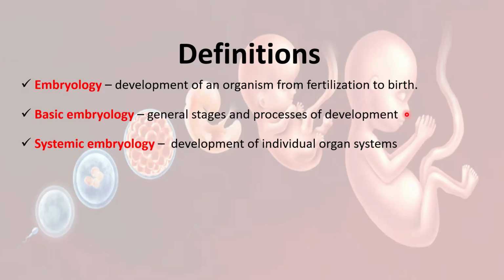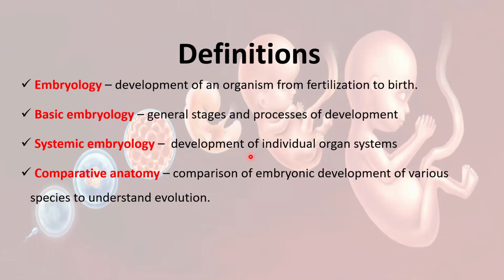Then for systemic embryology, these are the development of individual organ systems. So for example, if you want to study the development of the skeleton, or maybe the skin, the integumentary system, you'll study that system by its own. That systemic study of embryology is known as systemic embryology, which is the development of individual organ systems. Of course, we have a couple of organ systems that we'll see in our later videos.